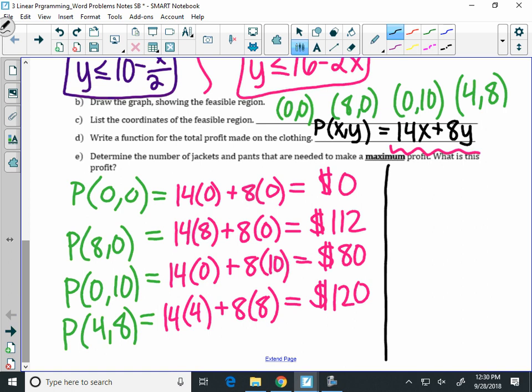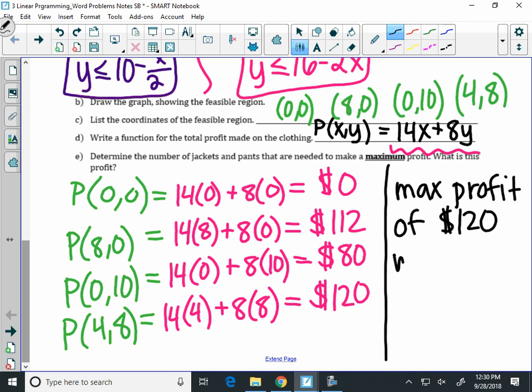On your quiz next week, there will be blanks to fill in, but we don't have blanks on this paper. So first of all, we're trying to maximize the profit. What's the maximum profit? $120. So here's how you should write this. You're going to get a max profit of $120. So this company makes $120 when they sell.